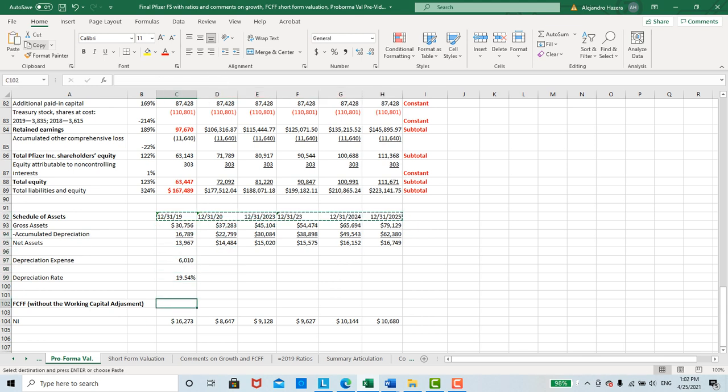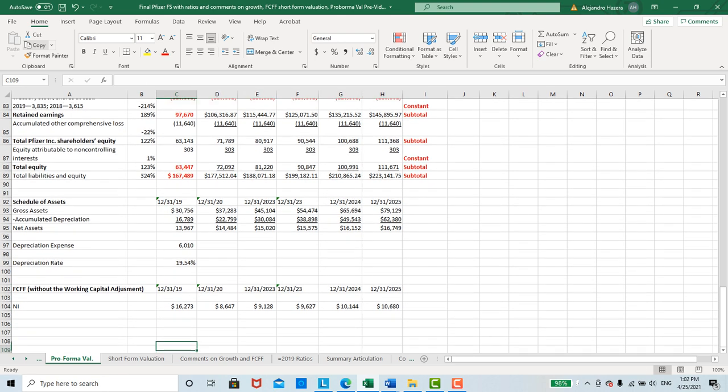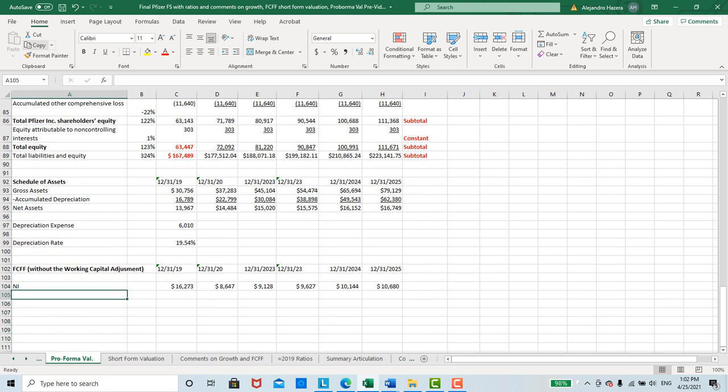Bring the dates out here just so that we know what dates we're dealing with. And all we're going to do is add back depreciation expense and take out purchases of property, plant, equipment.